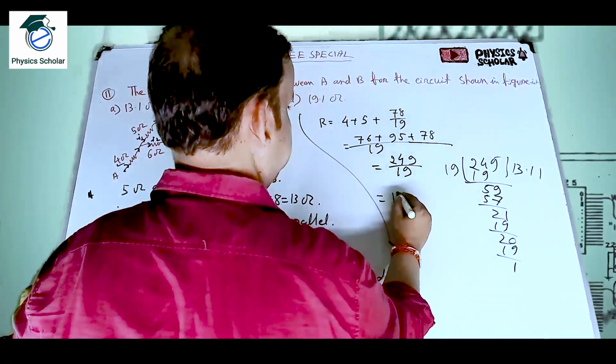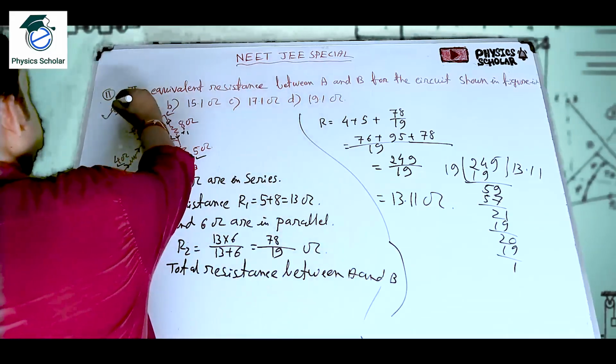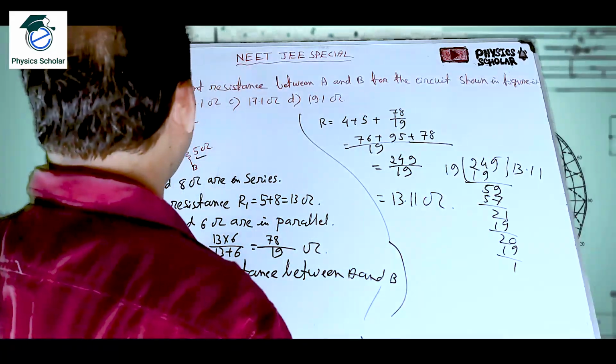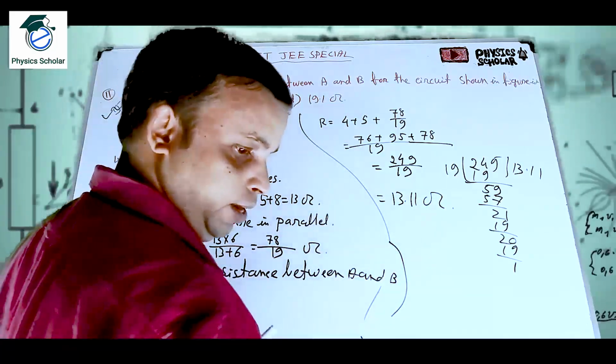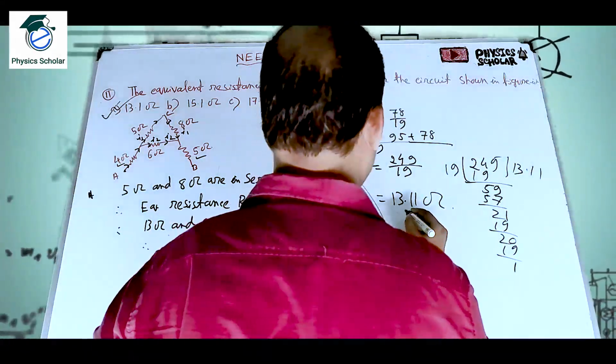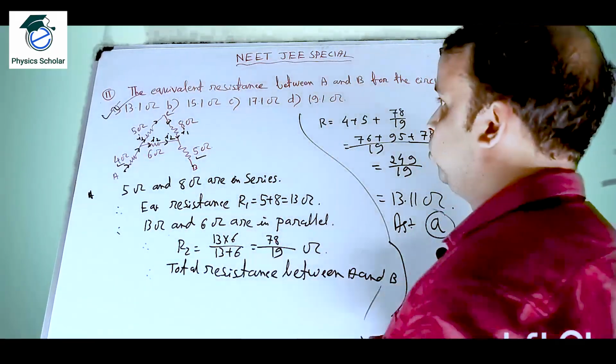That means what is coming? 13.11 ohms. That means, okay, option A. Clear? 13.11 means option A. So what will be the right answer? The right answer will be option A. Clear? 13.1 ohms.